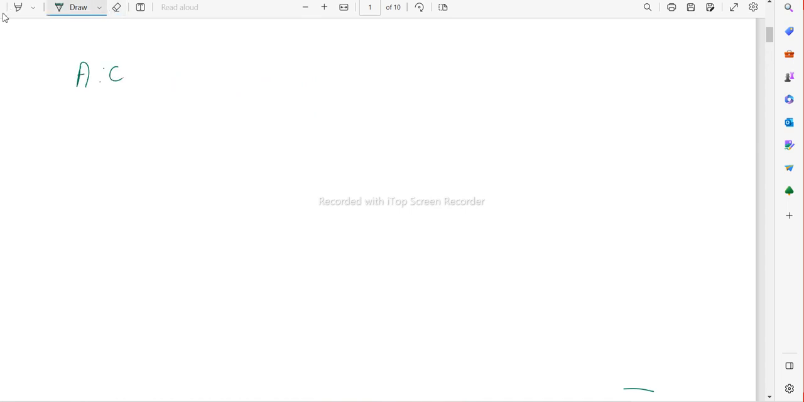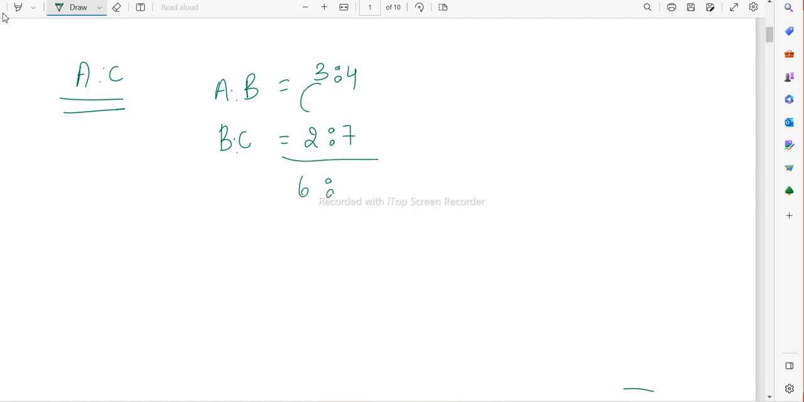Okay, if they're asking you A ratio C directly, what you have to do is you have A, B, and B, C, right? So what is A ratio B and B ratio C given? It has been given as 3 ratio 4, and this one has been given as 2 ratio 7. Okay, now what you'll be doing, you just multiply them. Okay, so it gets cancelled, so I'll get 3 ratio 14.